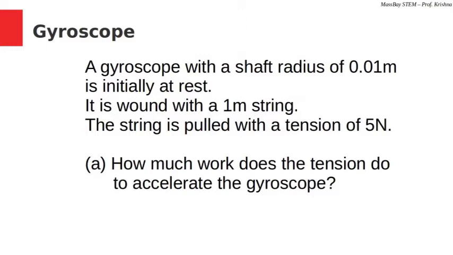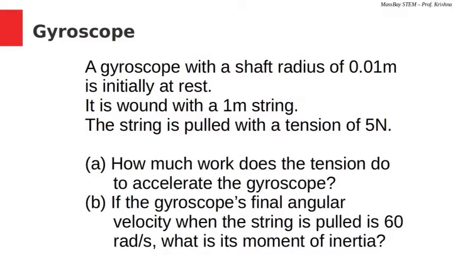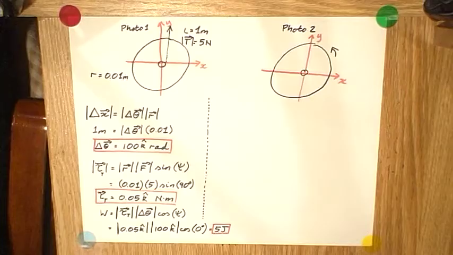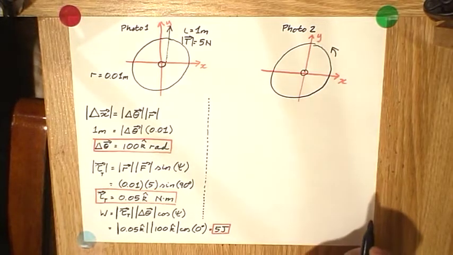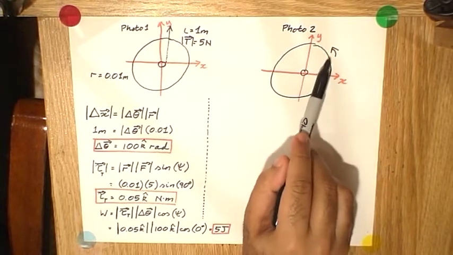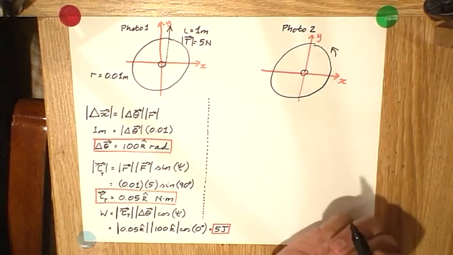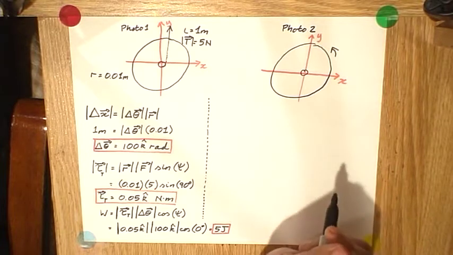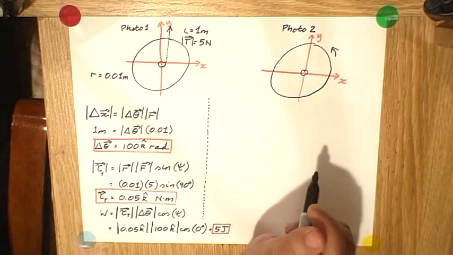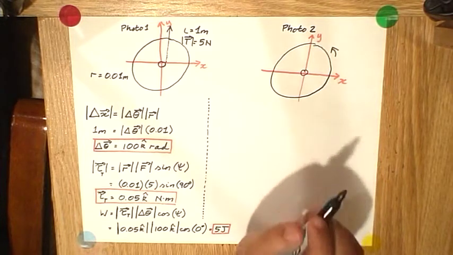Since we know how much work was done by pulling on the string, let's relate that to the kinetic energy of the gyroscope. Let's revisit the earlier puzzle but add a part B. If its final angular velocity when the string was pulled is 60 radians per second, what is the gyroscope's moment of inertia? In the second part of this question, we were being asked to find the moment of inertia of this gyroscope. Now, this gyroscope has an irregular shape, so trying to find it out by direct integration or some technique like that is not going to be all that easy to do. All that said, however, let's see if we can find it out using energy.